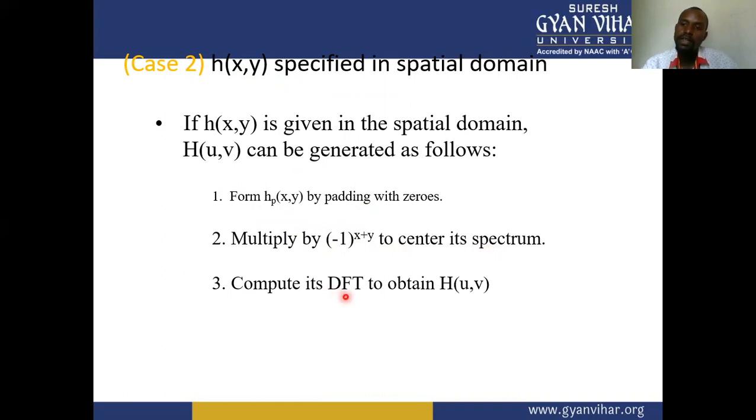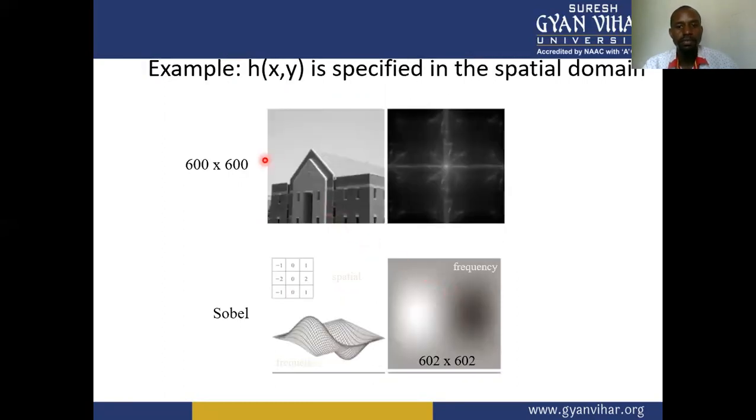Then we perform a discrete Fourier transform to obtain the frequency domain image. So this is an example. We have our image, then we get the centered spectrum. From that centered spectrum, we apply the discrete Fourier transform, product of H(u,v) with this image. So this image in the spatial domain is now represented in the frequency domain.